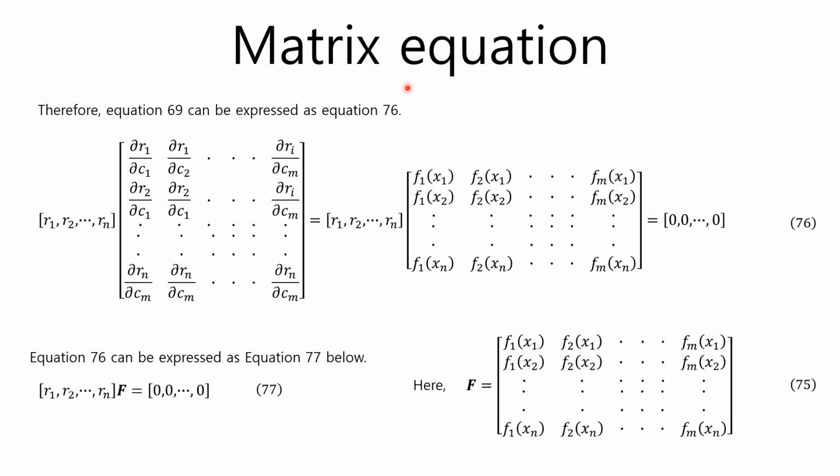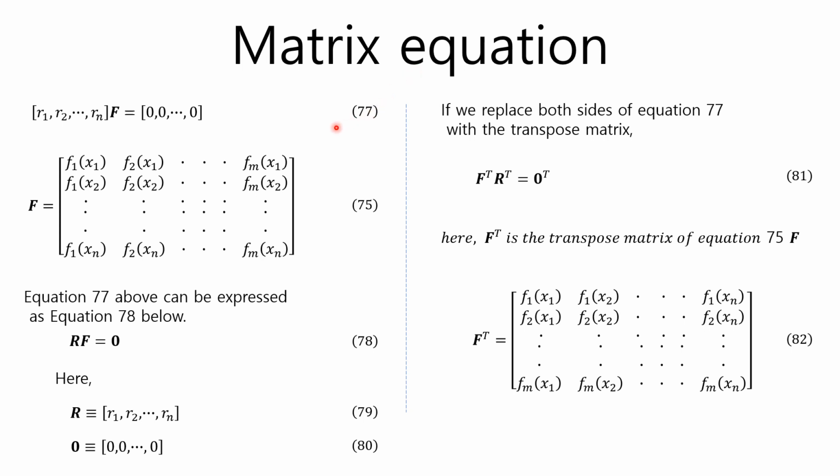By replacing the rectangular matrix of equation 69 derived earlier with the F matrix of equation 75, the result of equation 76 can be obtained. To simplify this, it can be expressed as equation 77 using the matrix symbol F. Matrix F in equation 77 was previously defined as equation 75. The next step is to expand the residual function to represent the measurement data. Since it is inconvenient to calculate if it is a row vector, it is necessary to change both the residual R vector and the zero vector, which are row vectors, to column vectors.